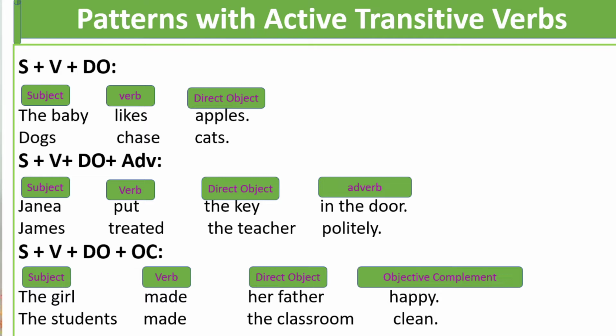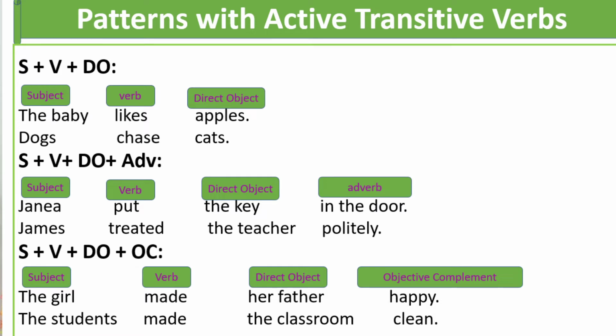Next, we have dogs chase cats. So dogs is the subject, chase is the verb, and cats is the direct object. So the reason why I already explained the keywords is so that I will not be explaining them time and again every time you encounter them. Okay? So let's move on with the next pattern. S plus V plus DO plus adverb. So we have here the examples, two examples again.